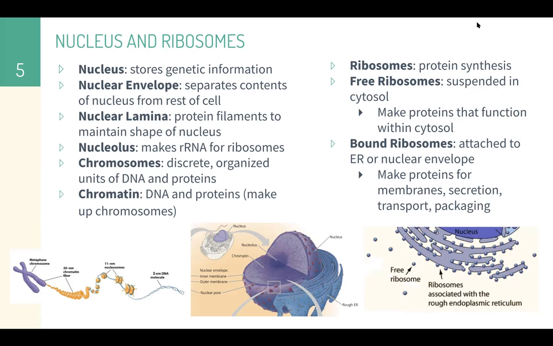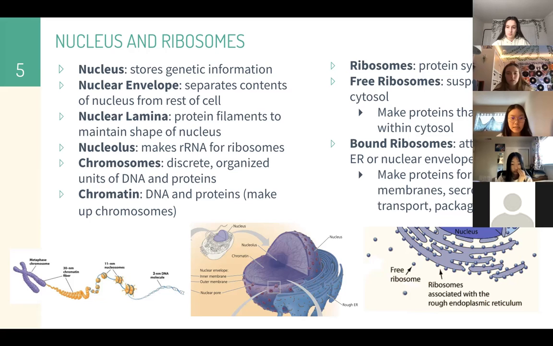The nucleus is also surrounded by the nuclear envelope, which has a double membrane and nuclear pores. The function of this is to separate the inside of the nucleus from the rest of the cell and to control what goes in and out of the nucleus. The nucleus also has the nuclear lamina, which are protein filaments that maintain the shape of the nucleus. And inside the nucleus, there's also the nucleolus, which makes the rRNA, which is what makes up ribosomes.